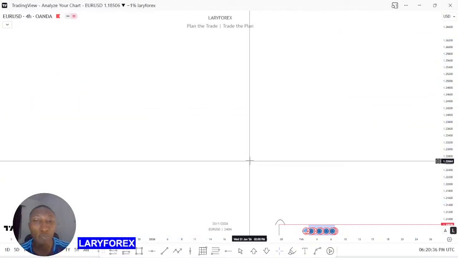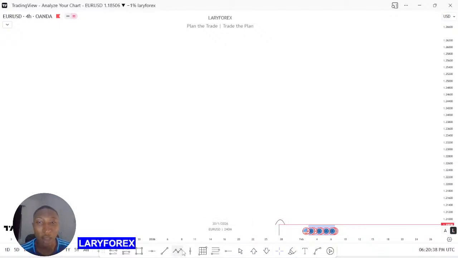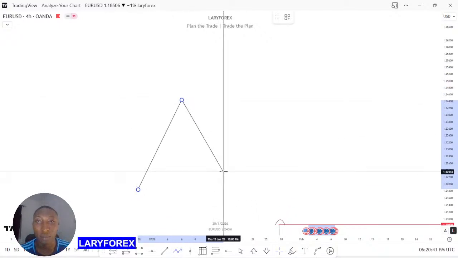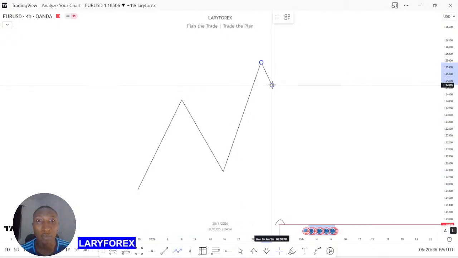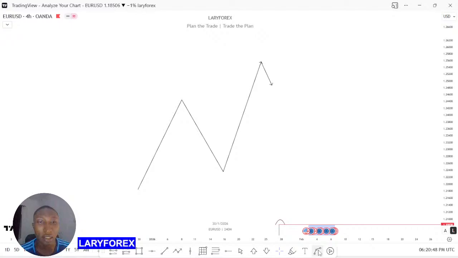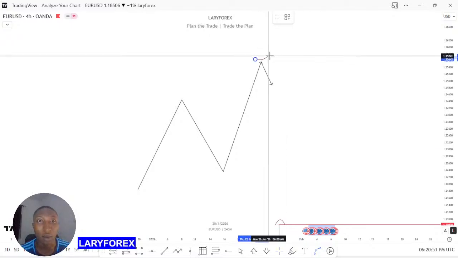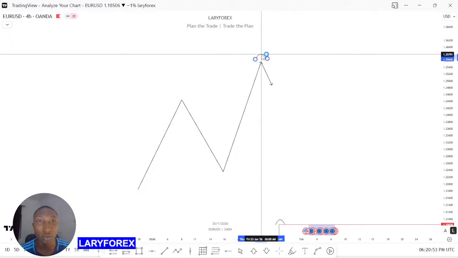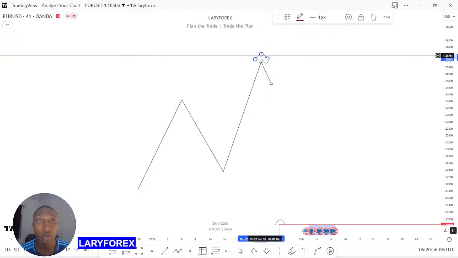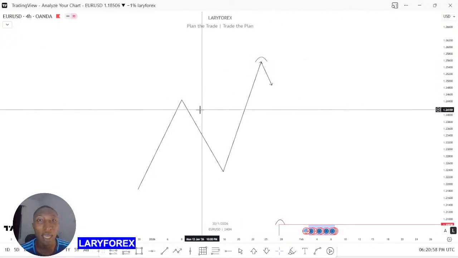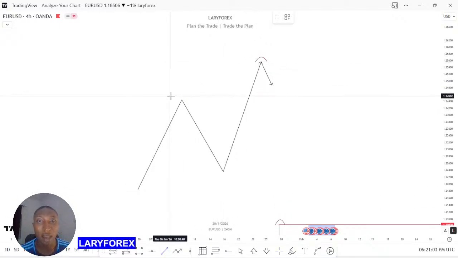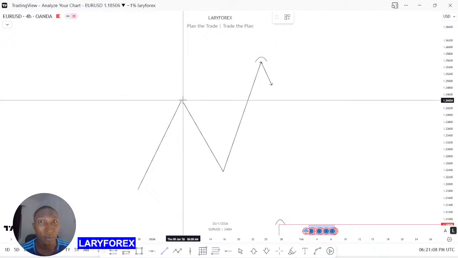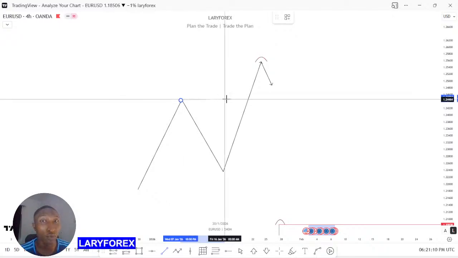let's quickly make more sense of it. On the bullish market scenario, once we have established our higher high, which will be at this point here, why is this called a higher high? Because it is higher than the previous high. So once we get a higher high and price breaks above the previous high, we call this a break of structure.